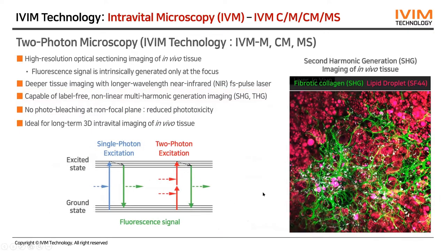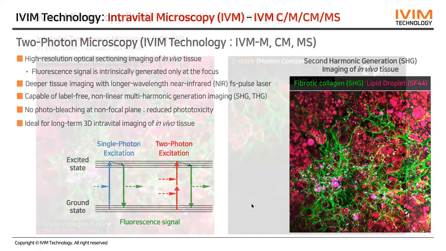A good example of second harmonic generation imaging is collagen. This is the image obtained from the live mouse liver in a liver fibrosis model. You can see this green color is collagen fiber inside the liver, and the red color is the lipid droplet, which is fluorescence imaging. So fluorescence in red and second harmonic generation in green, dual mode imaging, obtained from the live mouse liver by using a two-photon microscope.